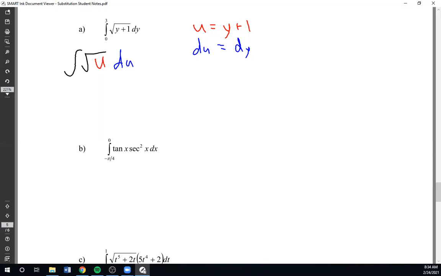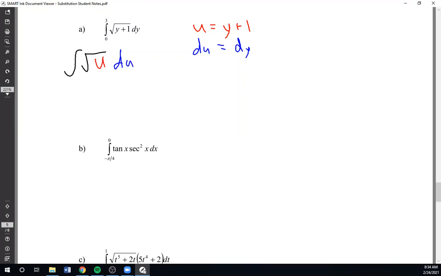All right. Here's the problem. If I'm looking forward and I'm looking at plugging in 3 minus plugging in 0, that's not going to work because I was supposed to plug in 3 and plug in 0 for y. But I don't have y anymore. What I have is u.